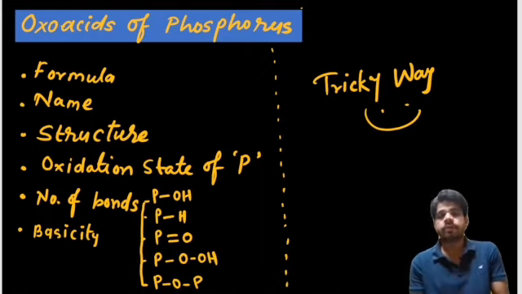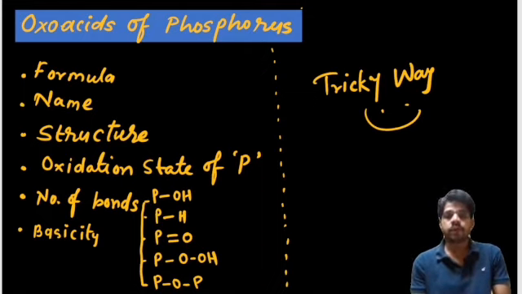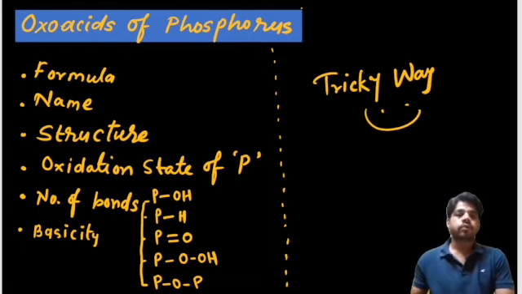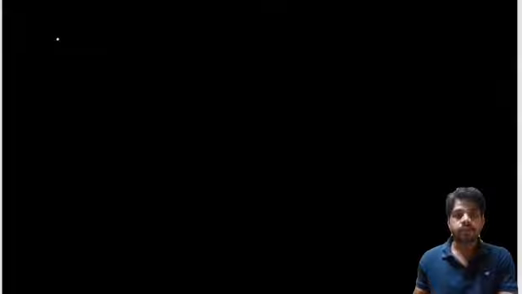So you can see on your screen, the topics are formula, name, structure, oxidation state of phosphorus, then the number of bonds present in that oxoacid molecule, then basicity of that oxoacid, and obviously I'm going to give some tricks as well to learn the oxoacids, their names and their structures. Okay, so let's start. We have got the first oxoacid, that is phosphoric acid.